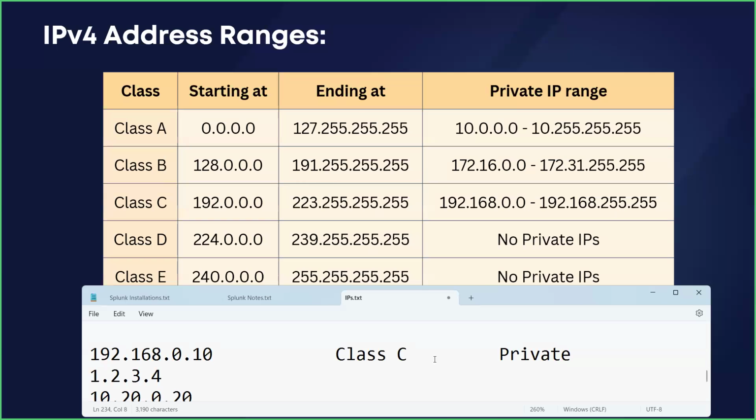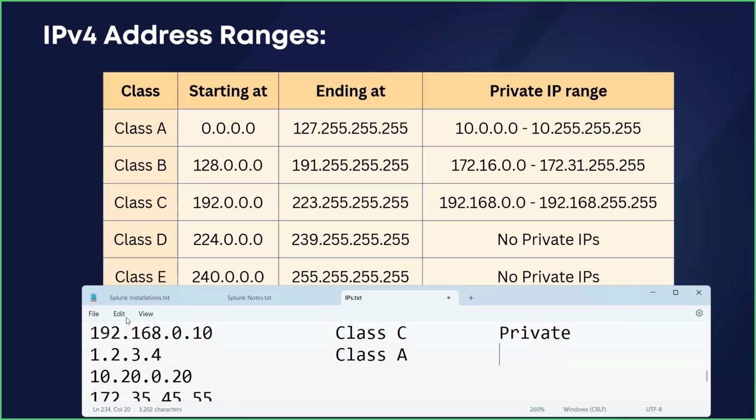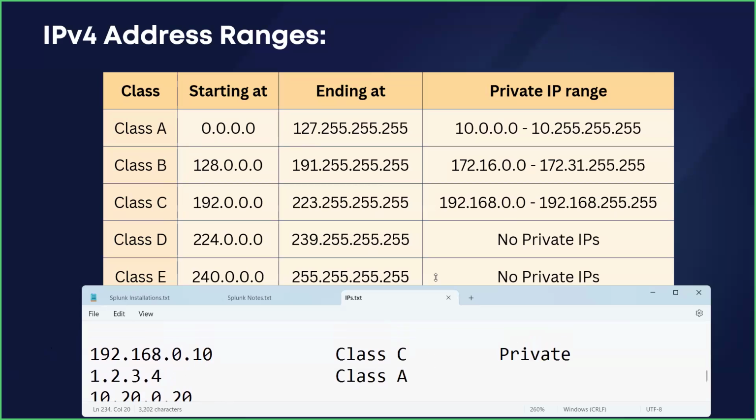Okay. Looking at the next number, 1.2.3.4. 1 falls between 0 and 127. So therefore, this is a class A IP. Okay. Now, once you know this is class A, you have to look at the first octet here. So for it to be a private IP, first octet should be 10. Okay. Remaining can be anything from 0 to 255. But what we have here is 1, which is outside the range. So therefore, this is a public IP instead. Okay. So that is how you classify which IP belongs to which category.